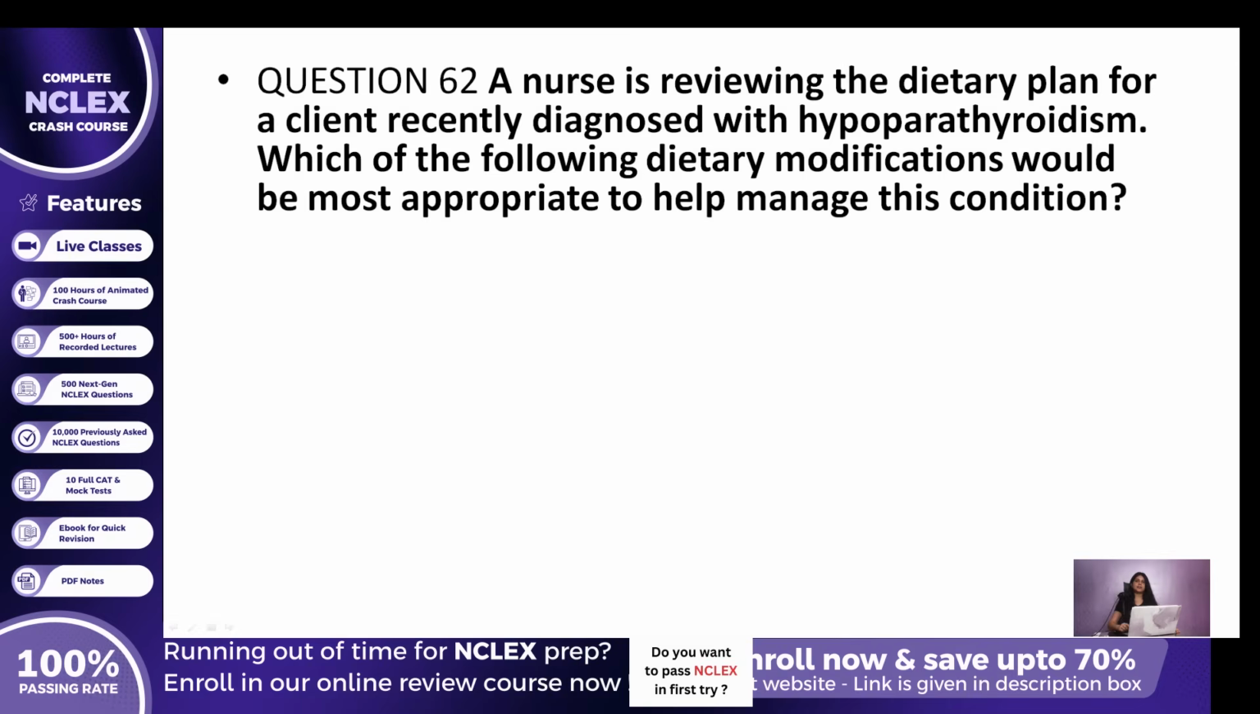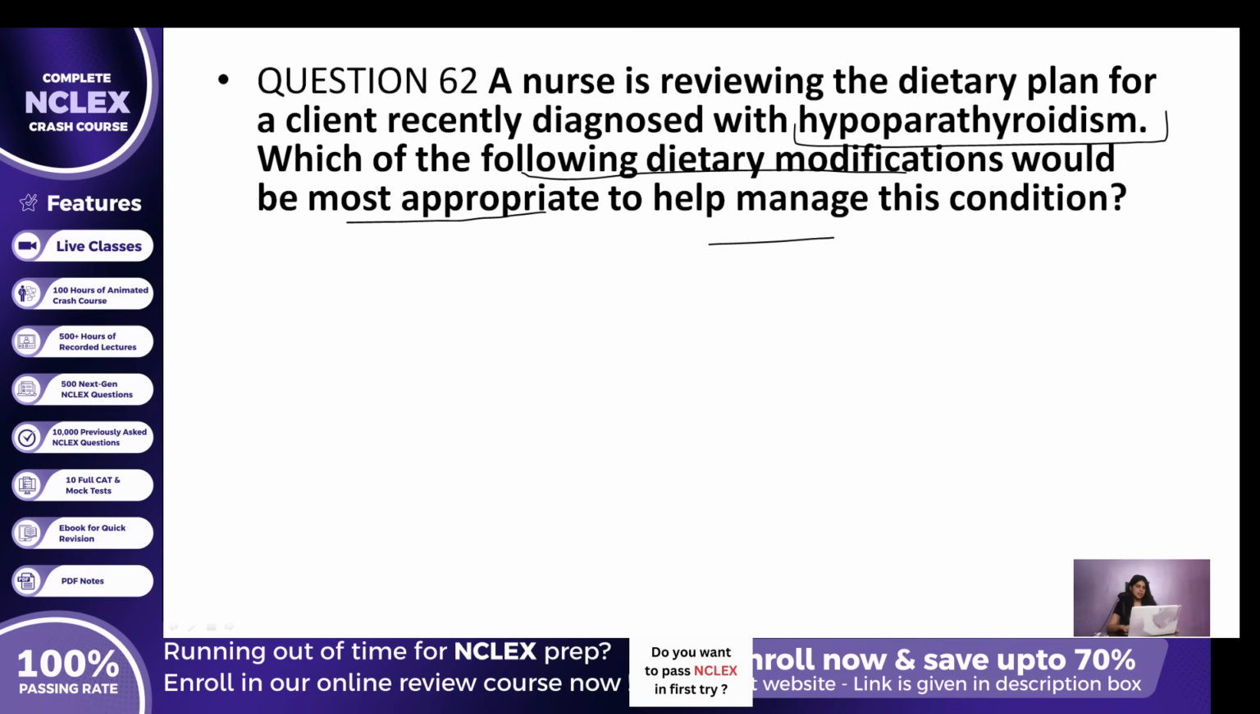Next, let us focus on dietary management for a hormonal imbalance involving calcium regulation. Question 62. A nurse is reviewing the dietary plan for a client recently diagnosed with hypoparathyroidism. Which of the following dietary modifications would be most appropriate to help manage this condition?